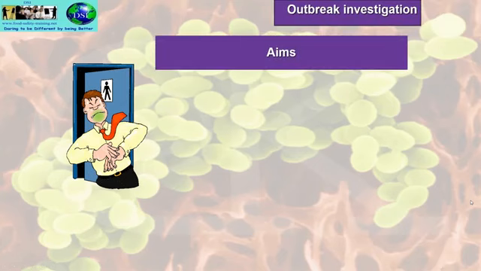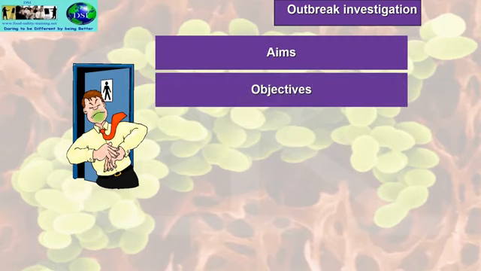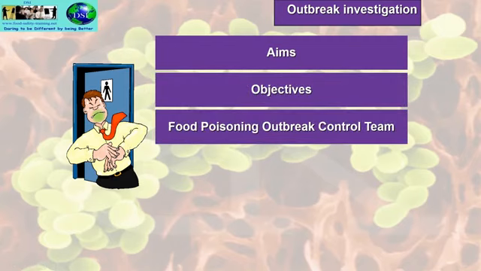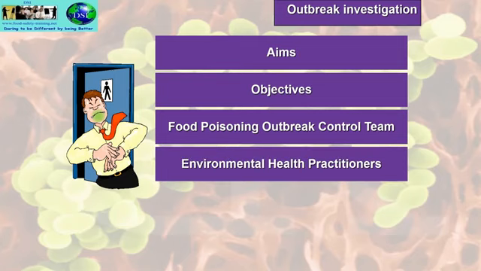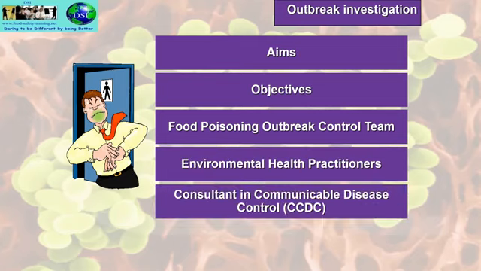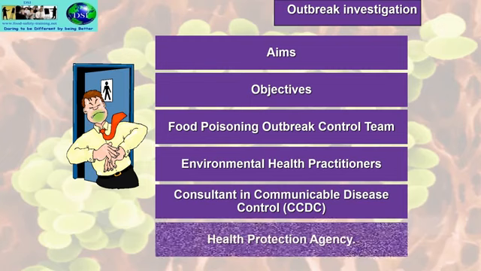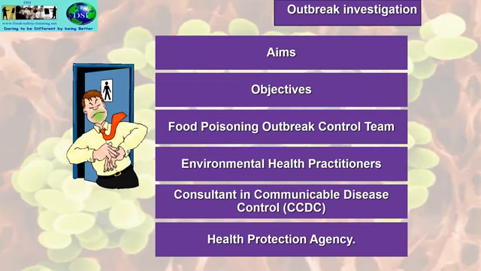Outbreak investigation. So the aim of an outbreak investigation of food poisoning, you've got aims, objectives, you've got a food poisoning outbreak control team, environmental health practitioners are involved, there'll be a consultant in communicable disease control, CCDC, and the Health Protection Agency. These are all the things that must be put into place when there is an outbreak investigation.